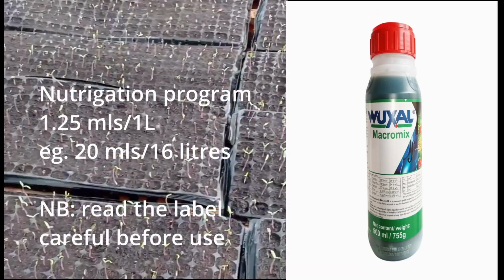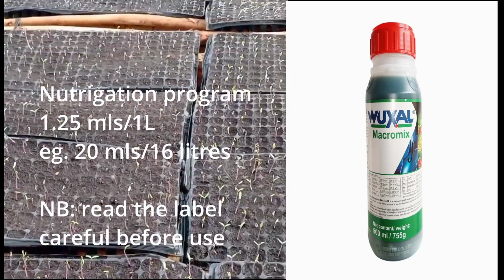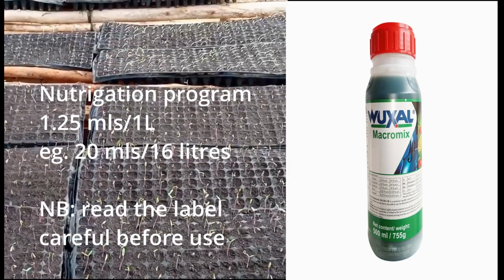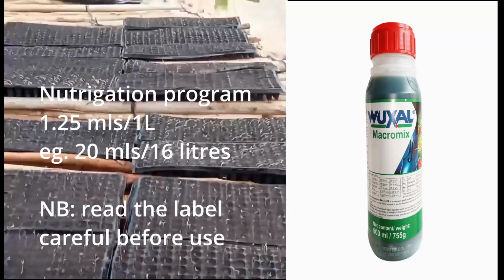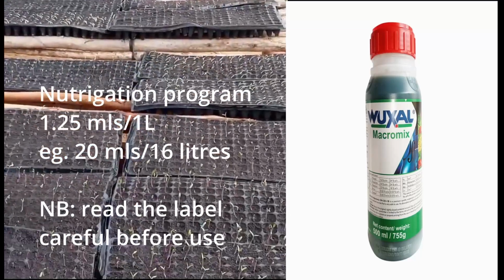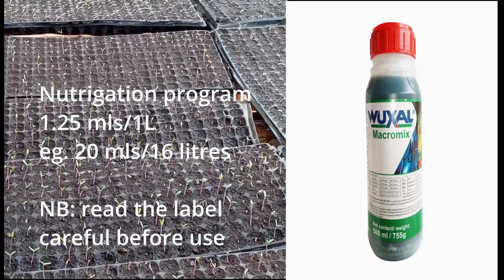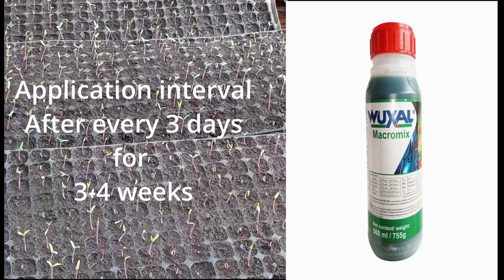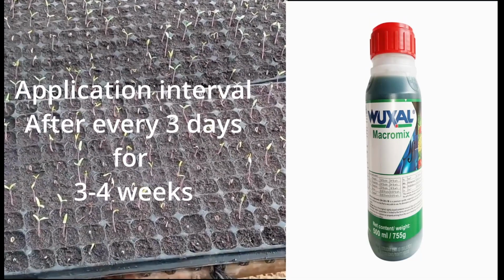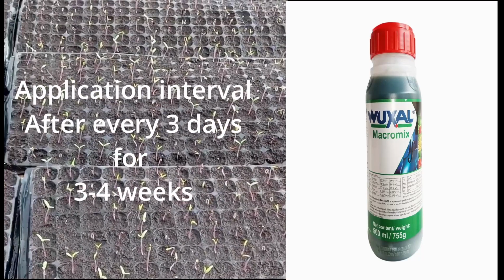Most of Tanzania will use this knapsack when spraying, which has a volume of 16 liters. So we apply 20 mils per 16 liters because that is the tool that we have. As for the interval, you apply fertilizer after every 3 days. In between, you can just apply water if your seedlings need water.